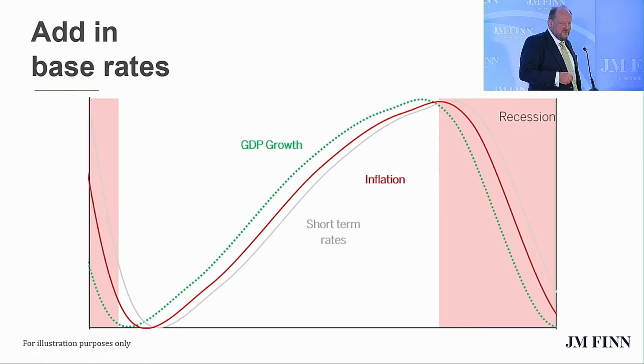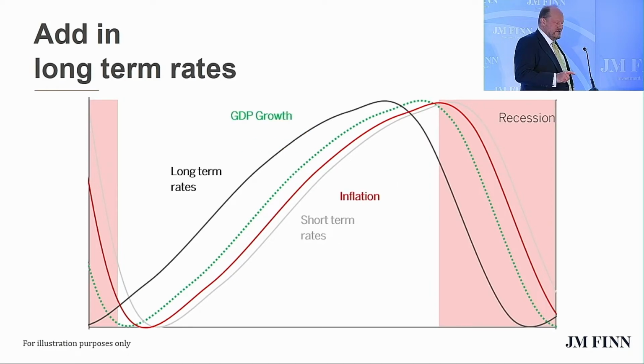Throw in short-term interest rates to add a bit of complexity. Short-term interest rates, base rates, Fed funds rates, are driven by decisions at central banks. They have monthly meetings, and when they see that inflation is running away, that's when they react. So they tend to lag inflation. And as you go into a recession, they realise that growth is peeling off, inflation is peeling off, and they start dropping short-term interest rates.